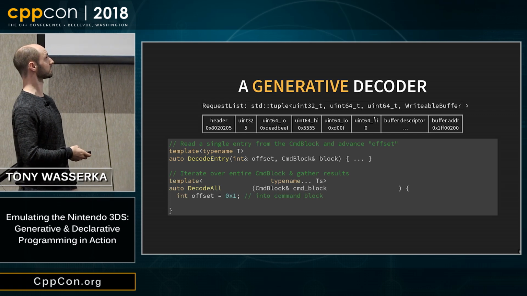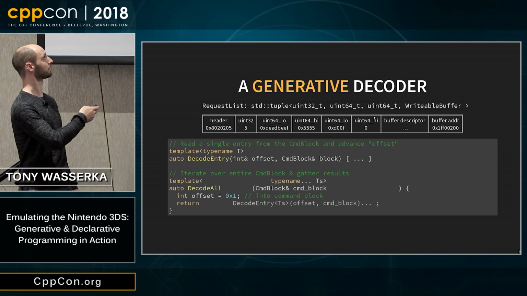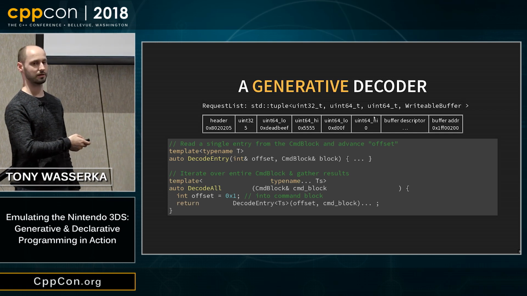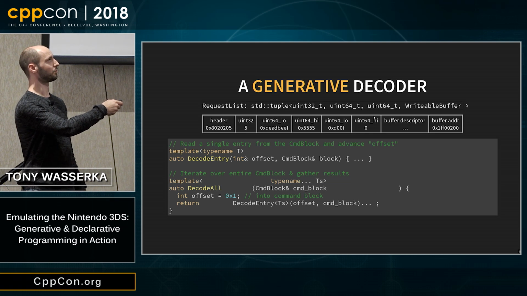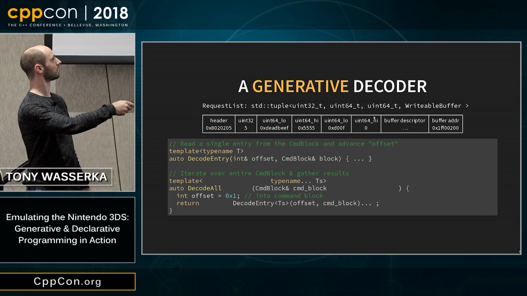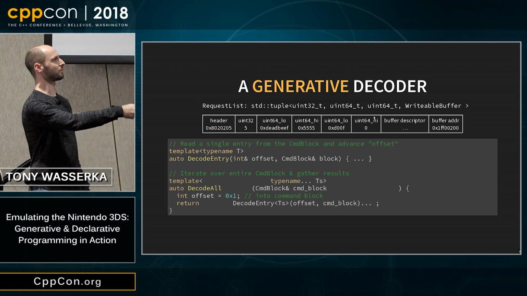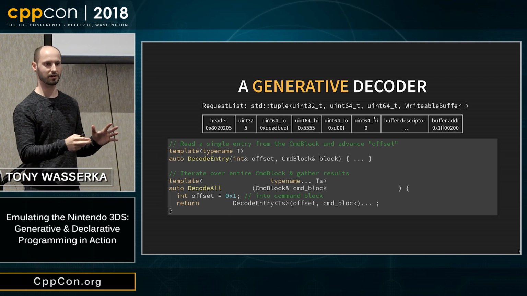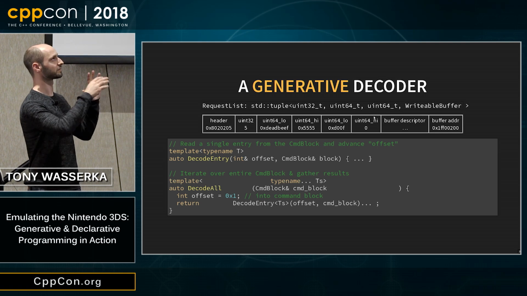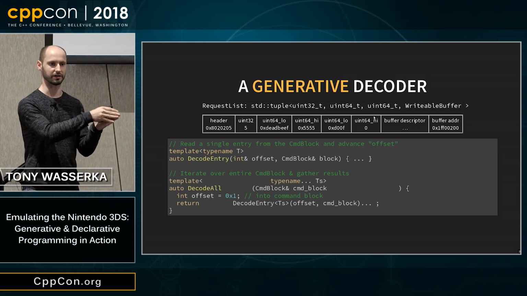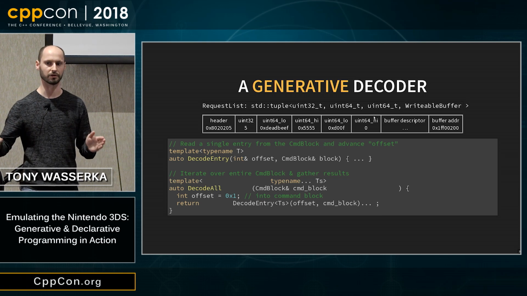And how we do that is we just initialize this offset variable, and then we use a parameter pack expansion. So we have our function decode entry. We pass in our current type at the current offset in the command block. Right, and then we expand the entire thing. So what the compiler will do in this case is basically take this expression and duplicate it for each of the given types. So it basically automatically iterates through the entire command block.